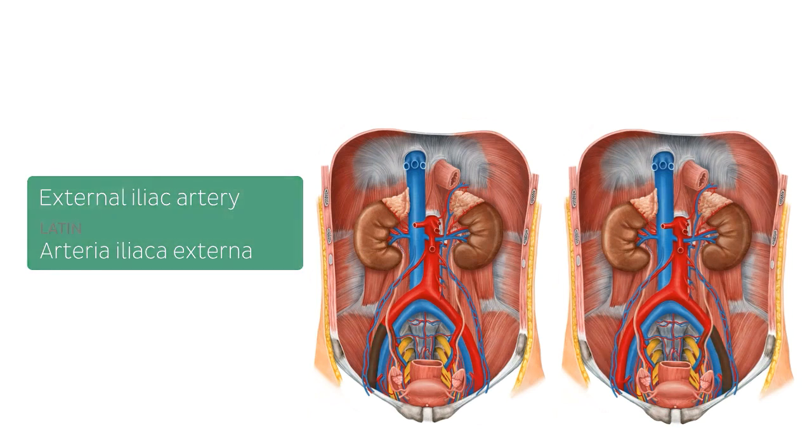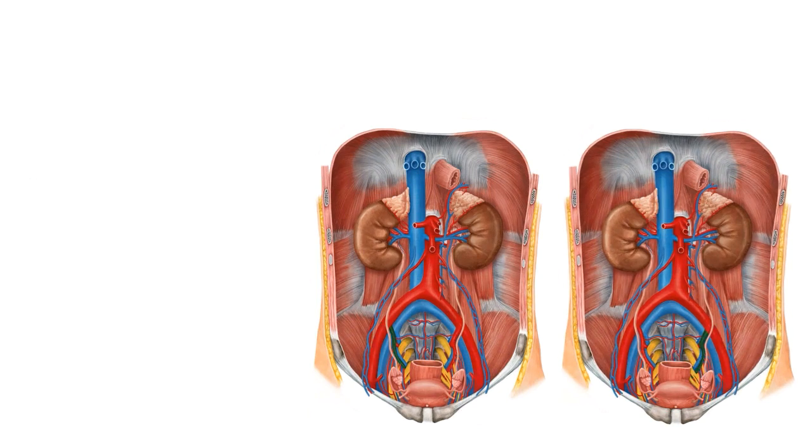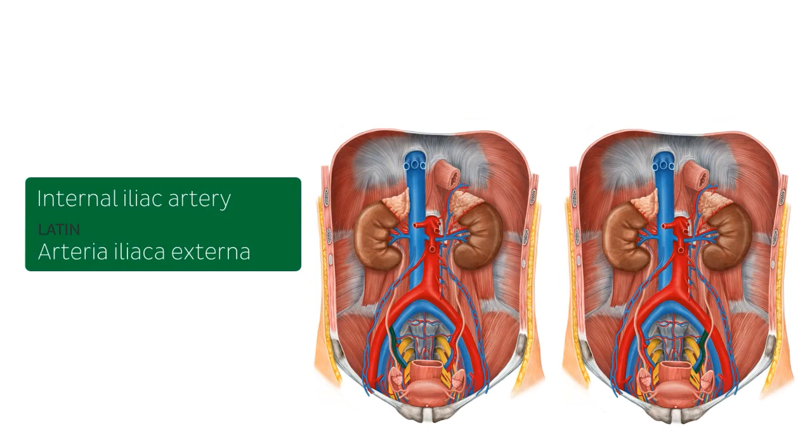Next, we're going to be highlighting another branch of the common iliac arteries that I talked about before. These are the internal iliac arteries. Now, the same thing here. On the left side, you can see the image showing highlighted the right internal iliac artery, while here on the right side, you see the left internal iliac artery.